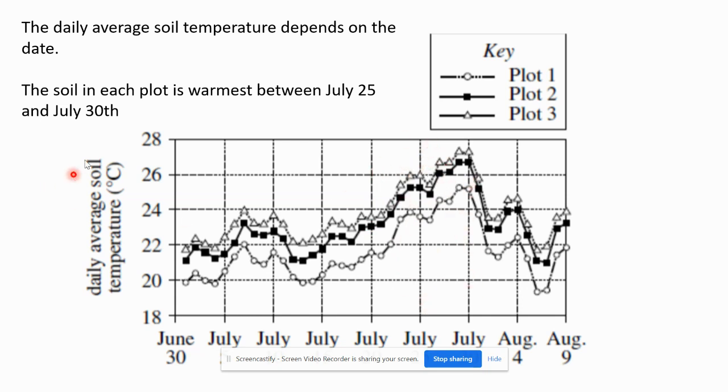So again, here's the dependent variable. Soil temperature depends on the month, and then just one conclusion that is supported by this graph is the soil in each plot is warmest between July 25th and July 30th. You could offer different conclusions that this graph supports. This is just an example of one of them.